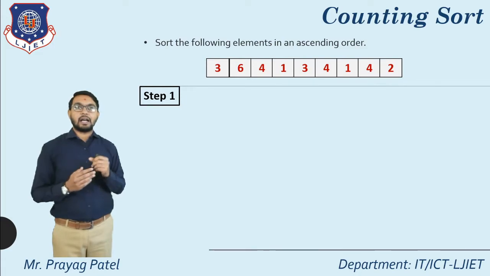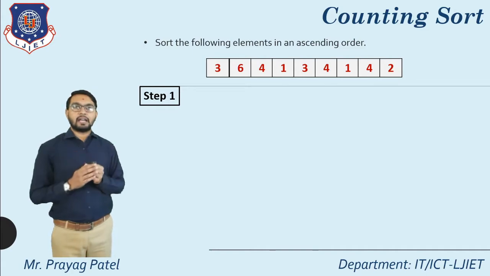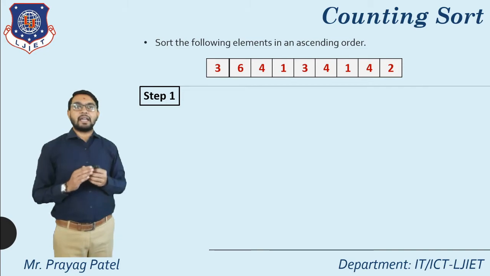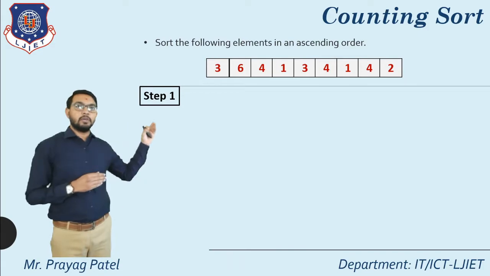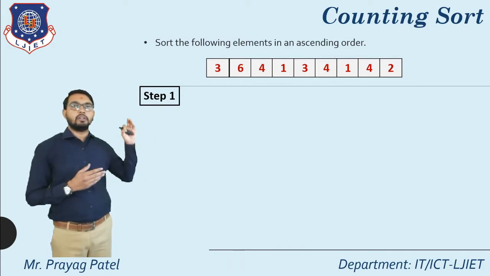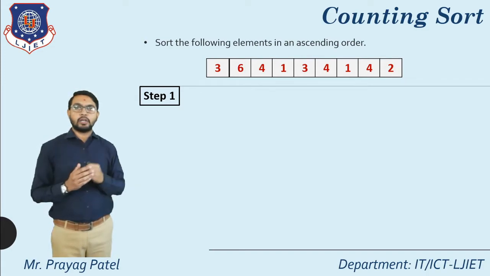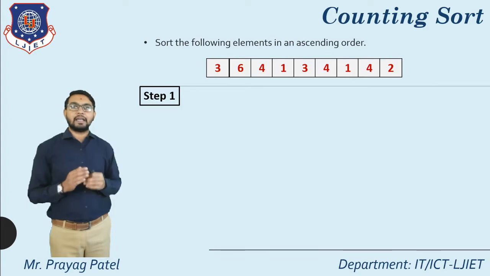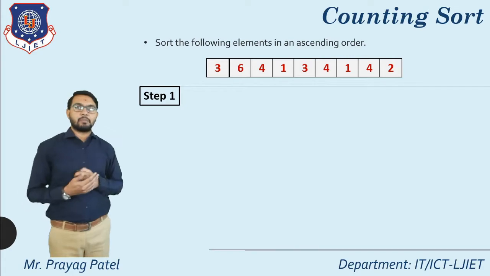Now first understand how the counting sort algorithm is applicable. Here the given data has repeated elements, and the range of the data is limited. In this example the elements range from 1 to 6, and some elements are repeated. That's why we can apply the counting sort algorithm. Counting sort can be applied on data with repeated elements and a limited range. Now consider step number 1.